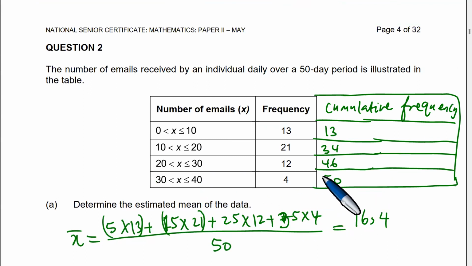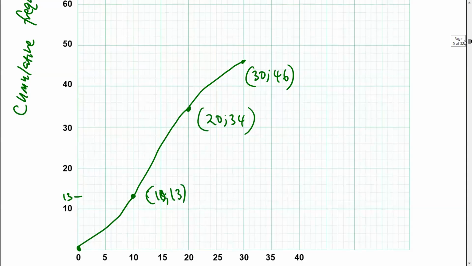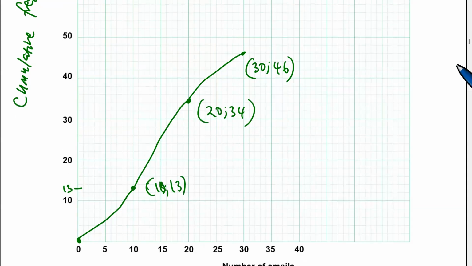Forty goes with 50. So which means 40 here goes with 50 cumulative frequency. Like so. So 40 goes with 50. Like that. Okay.